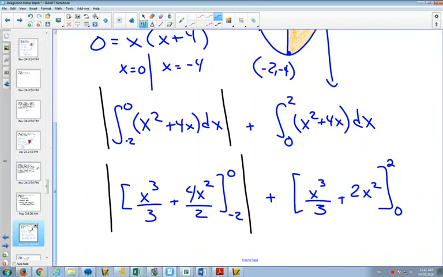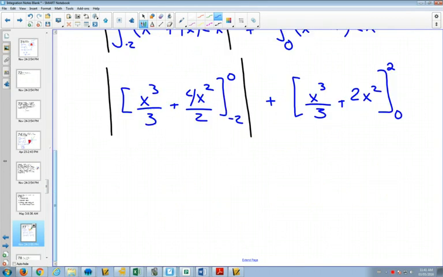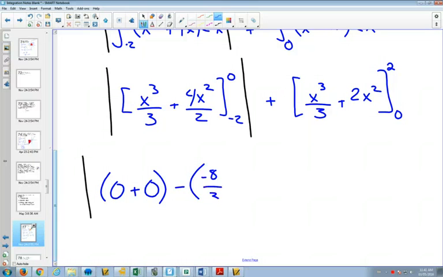And I don't need to put absolute value bars on the other one. And once you find the integral of one, the other one's going to be exactly the same. And when we plug things in here, plugging in 0 is going to be 0 plus 0 minus, plugging in -2, -8 over 3 plus 8.